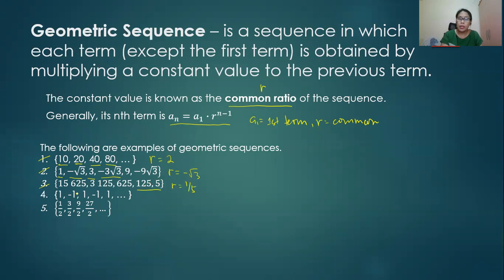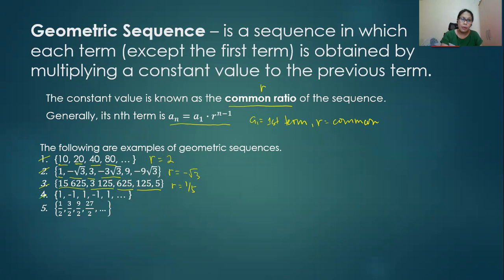So if we multiply 15,625 by 1/5, or we simply divide 15,625 by 5, we got 3,125. 3,125 times 1/5 equals 625. 625 times 1/5 equals 125, and 125 times 1/5 equals 5. So this is also a geometric sequence.